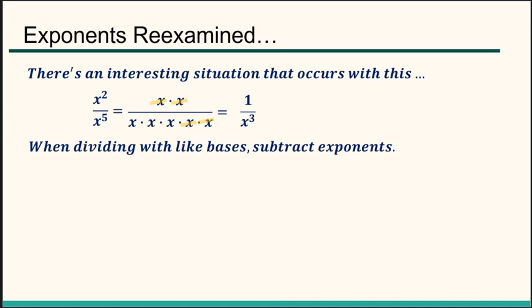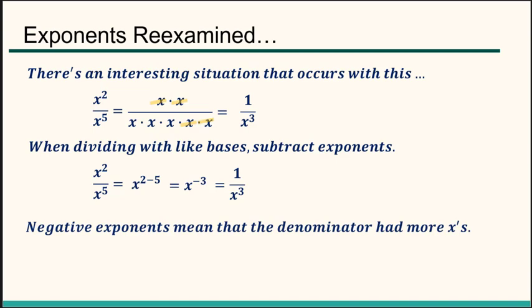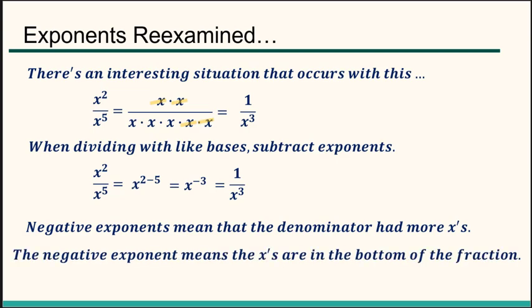So what does that look like when I just do that subtraction? Well, I would write that as x to the 2 minus 5, which ends up as x to the negative 3. So what a negative 3 exponent means is that they're in the bottom. Negative exponents don't have anything at all to do with something being negative. What it means is that it belongs in the denominator. So negative exponents mean that the denominator had more x's. I call that bottom heavy. It's heavier in the bottom with x's. Now the negative exponent means that the x's are in the bottom of the fraction.